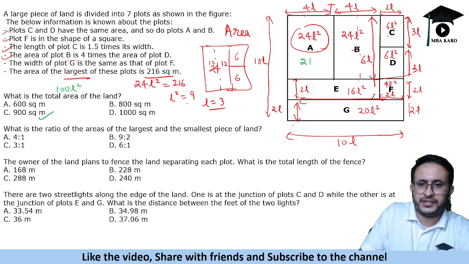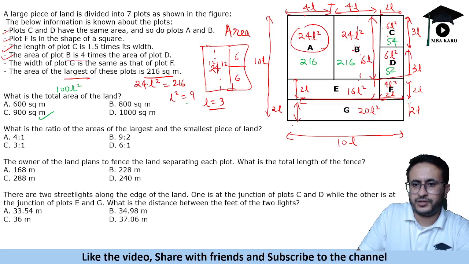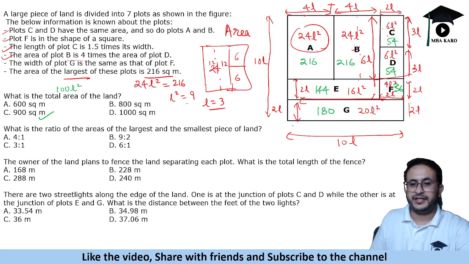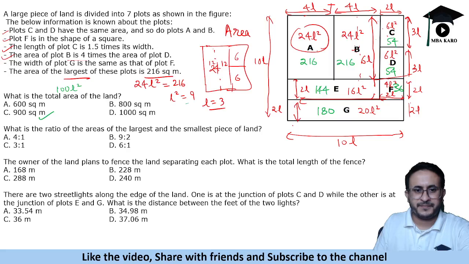We can calculate the areas. 216, 216, 6 into 9, 54. This is also 54. The smallest one is 36. 16 into 9 is 144, and this is 20 into 9, which is 180. So these are the areas of different plots of land.